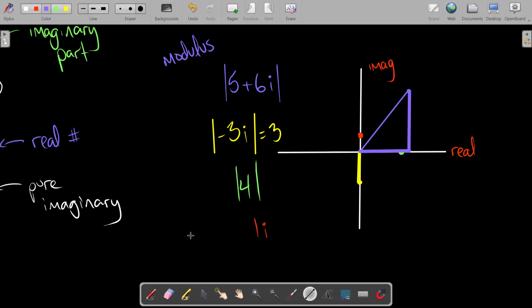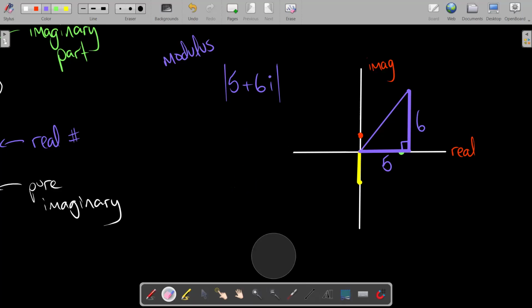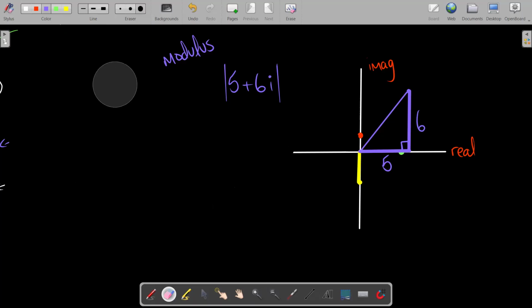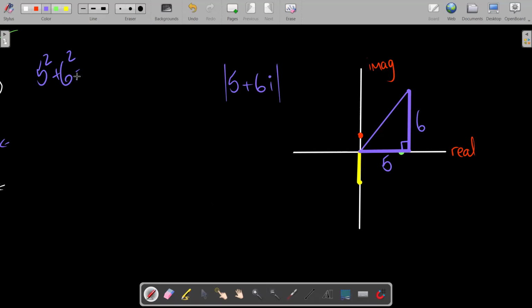So if I say, hey, everybody, let's find the modulus of the complex number 5 plus 6i. What I'm really asking you to do is just use the Pythagorean theorem. How long is the bottom side of this triangle? 5. How long is the other leg, the vertical? 6. And then, of course, if you know your Pythagorean theorem, you know that we need to take 5 squared plus 6 squared equals, call it whatever you like, c squared.